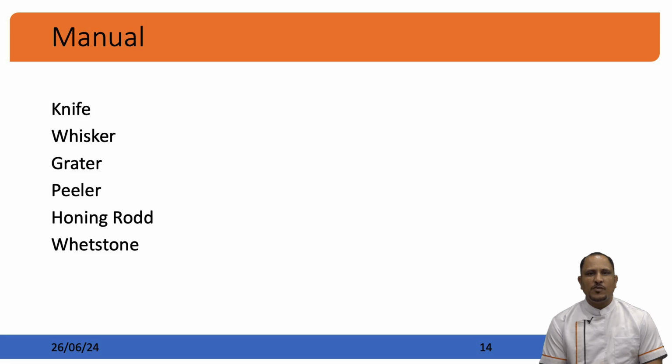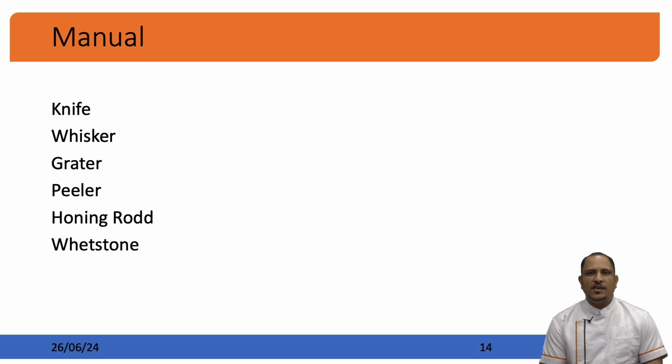So manual equipments are those equipment which are operated by hand, like we have knives, whiskers, graters, peelers, honing rods or whetstones. These are manual equipments which are used inside the kitchen.